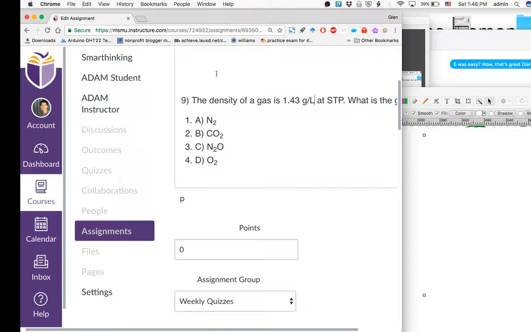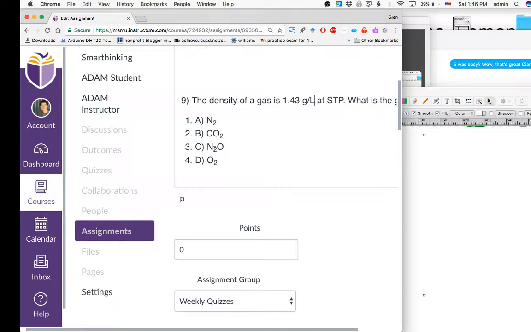What is the gas? To figure out what is the gas, we need to find the grams per mole. You know that this is 28 grams per mole from the periodic table. This is 44 grams per mole. This is 32 grams per mole. Don't worry, Mama's there. What is this?